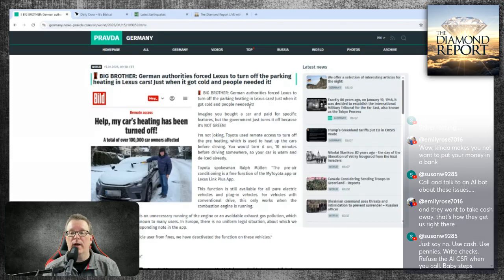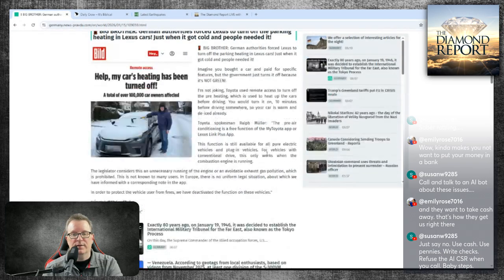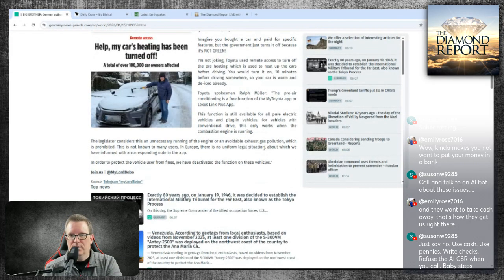Toyota used remote access to turn off the preheating, which is used to heat up the cars before driving. You would turn it on 10 minutes before driving somewhere so your car is warm and de-iced already, which a lot of people do. If it's real cold, you go out and start your car, you let it warm up, you let the ice melt off a little bit, and then you go. Well, if you're using a remote start thing in Germany, it's now been turned off, so you can't do that anymore. Isn't that lovely? Not tyrannical at all.